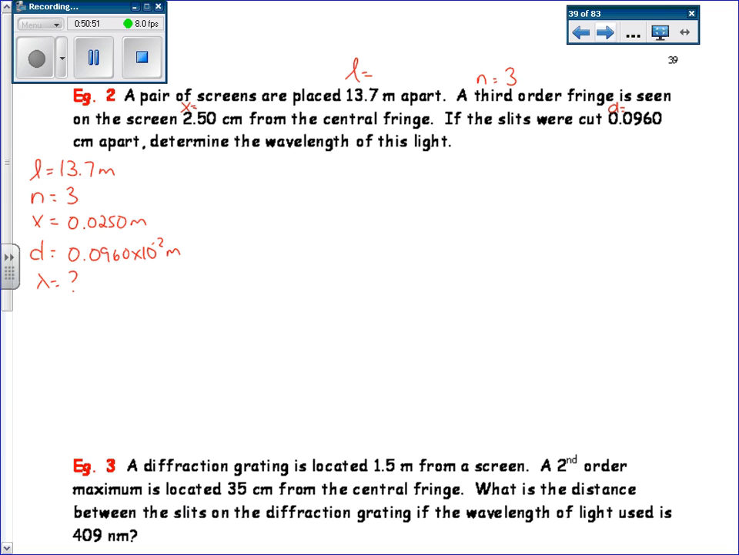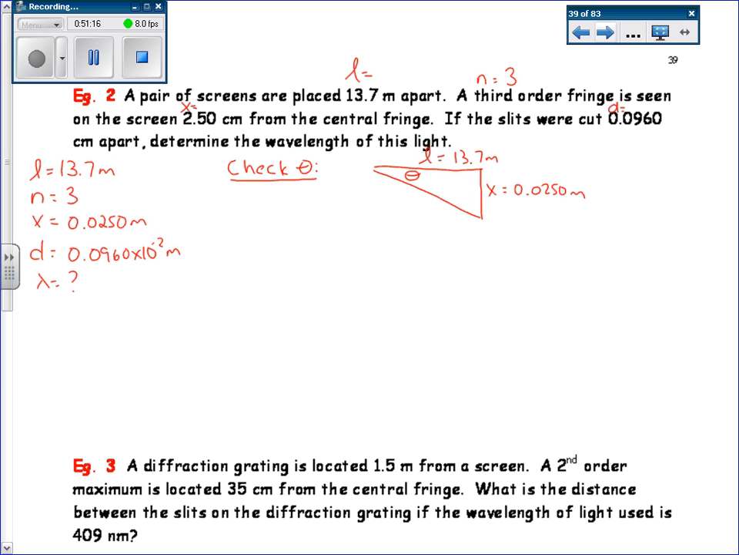So you always have to check your angle first. So we have a triangle here. That's L, and this is X. So this is 13.7 meters, and X is 0.0250 meters. Okay. And that's the angle we want to find there.